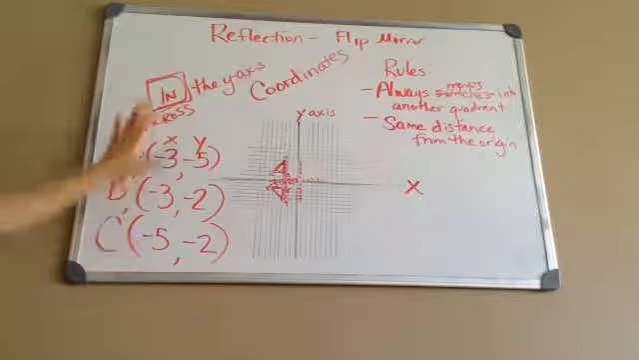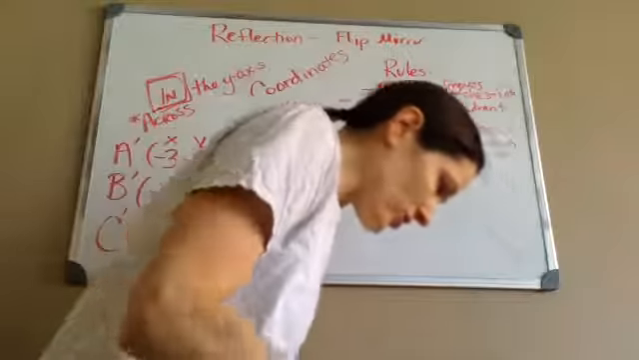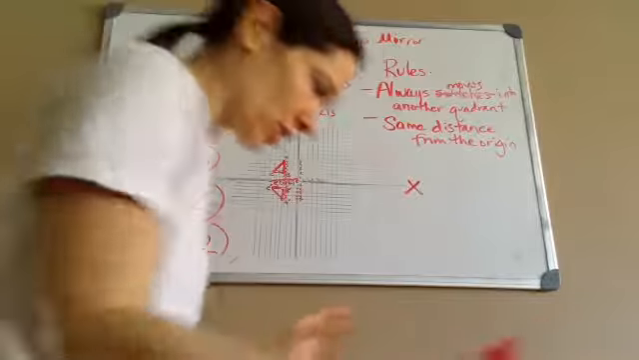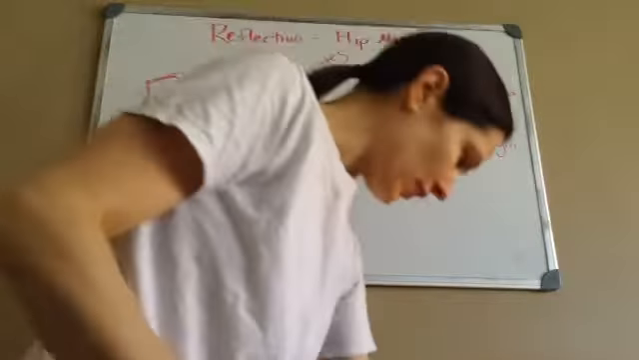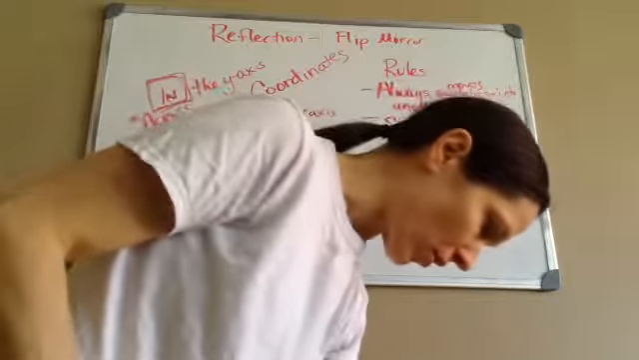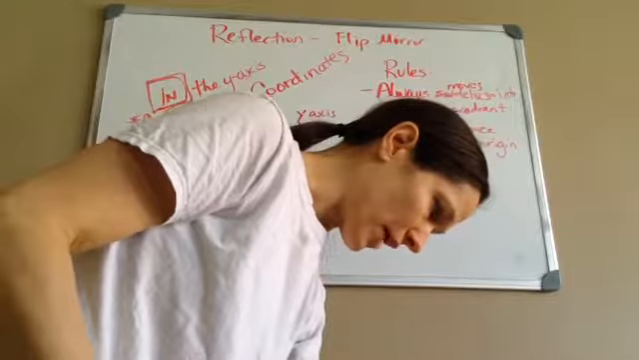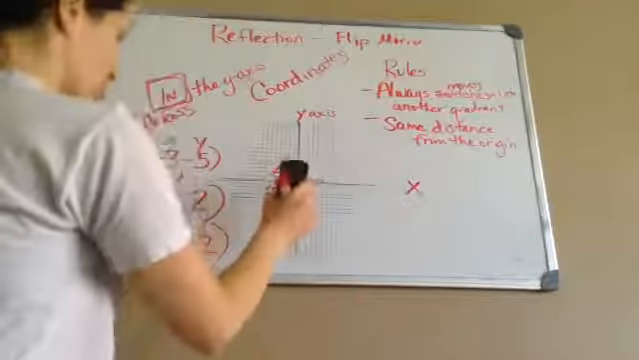Okay? So that is how you do reflection. Now we're going to do slide, which is a translation. They all have different rules. Isn't that crazy that they're all going to have different rules? So it's very important that you try to remember what your rules are. Now, this next one is going to be the translation.